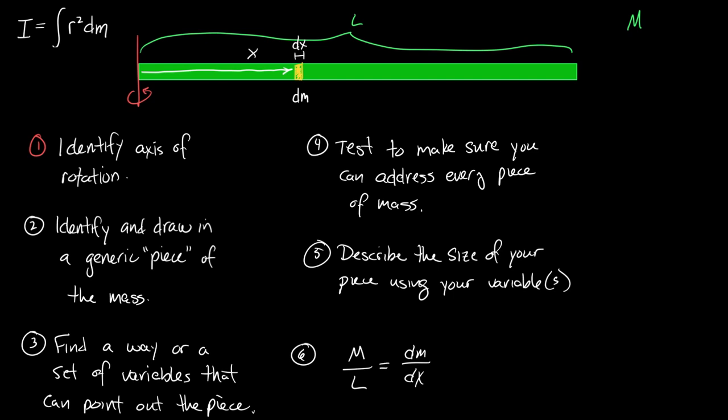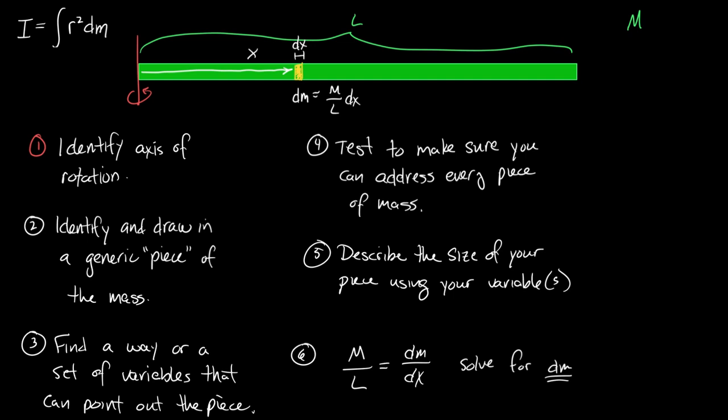If it was a two-dimensional object, then it'd be mass over area equals dm over dA. All right, so you can imagine what this would look like if you were dealing with a two-dimensional or a three-dimensional piece. But our object is one-dimensional. Once you do this, solve for dm. So dm is m over L dx. Okay, good so far?